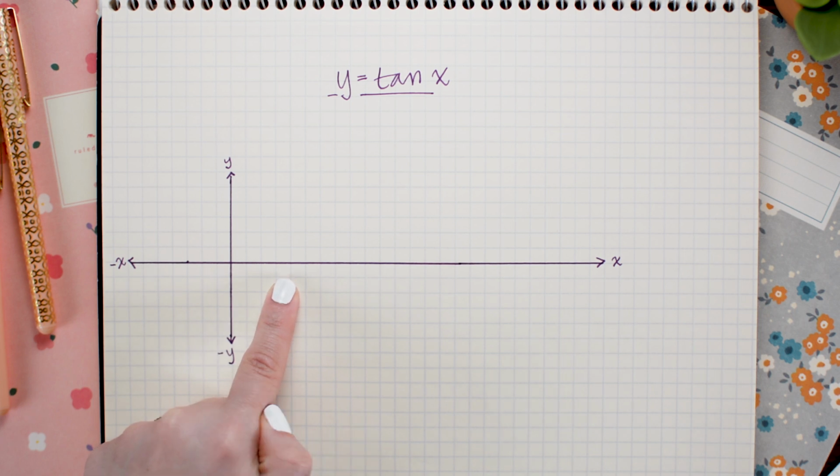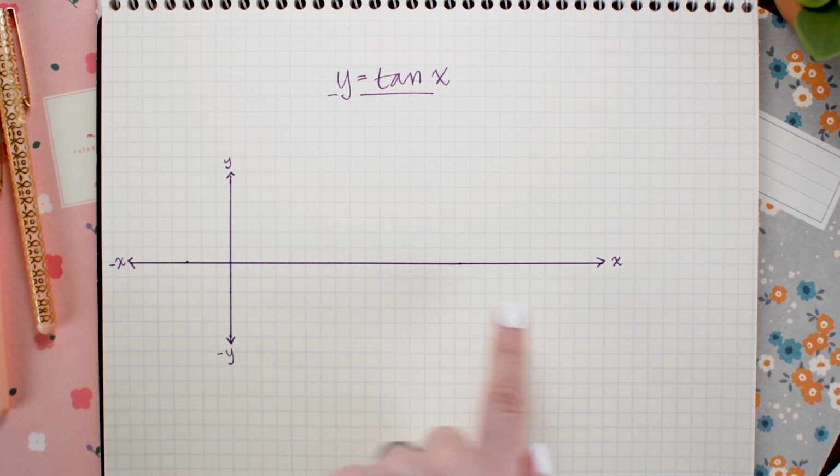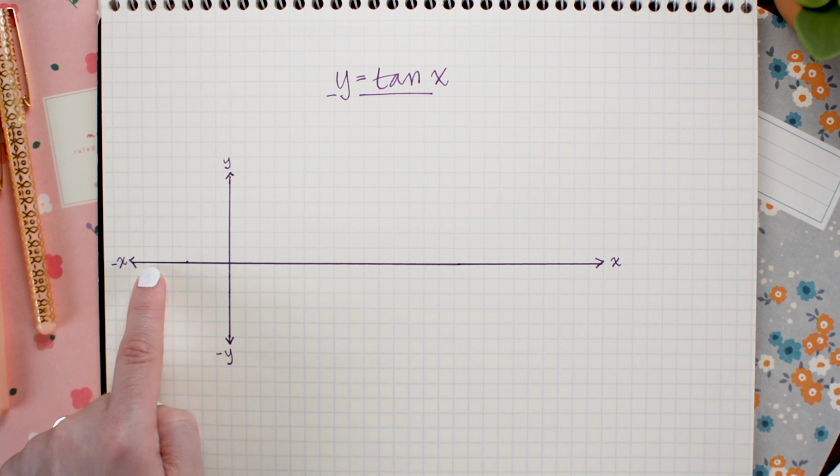And the good thing about tangent is it has a period of pi instead of 2 pi. So in order to get at least 2 revolutions here, I only need to go out to just over 2 pi here and a little bit on the negative side here, instead of the 4 pi that we had to go out to on the sine and cosine graphs.